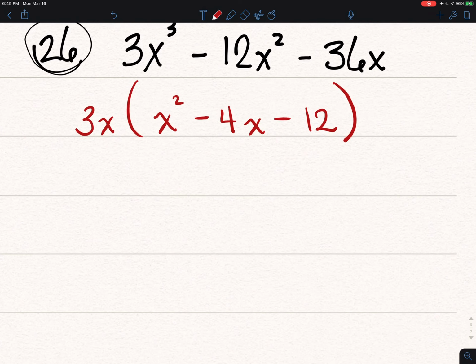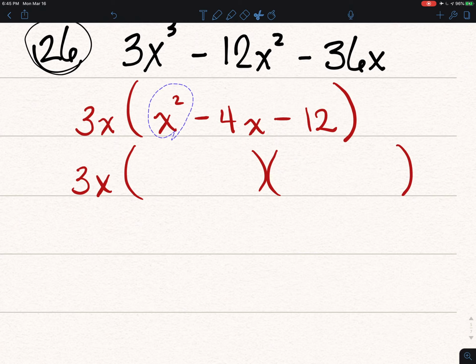We factored out a GCF, that was the 3x, but it also looks like my trinomial can be factored further. So ask yourself, what 2 things can multiply together to give you x squared? And we know that's going to be an x and an x. Then ask yourself, what 2 things can be multiplied together to give a 12? Well, that's either going to be a 1 times a 12, a 2 times a 6, or a 3 times a 4. Which pair of numbers will now add or subtract to give you a 4? And the only pair of numbers that will work with is the 2 and the 6.